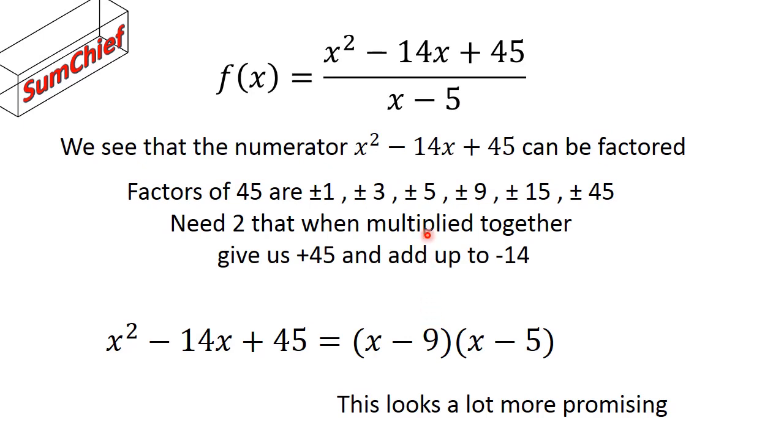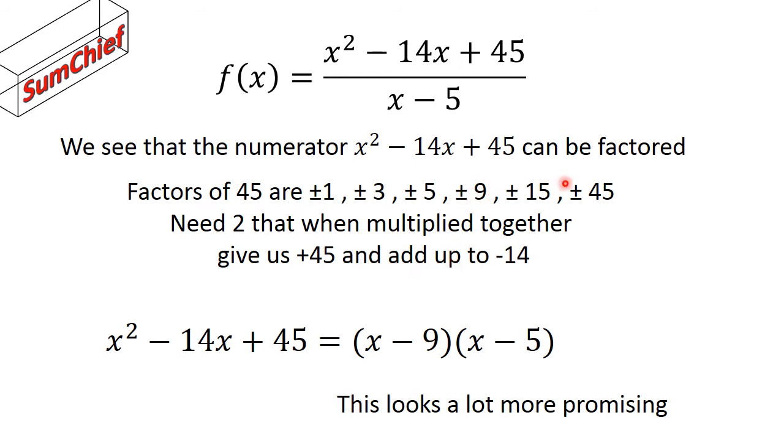So in the numerator here, we've got x squared minus 14x plus 45. So let's try and factor out this x squared minus 14x plus 45. To factor that, what we need is two numbers that when multiplied together give us 45, and when added up give us minus 14.